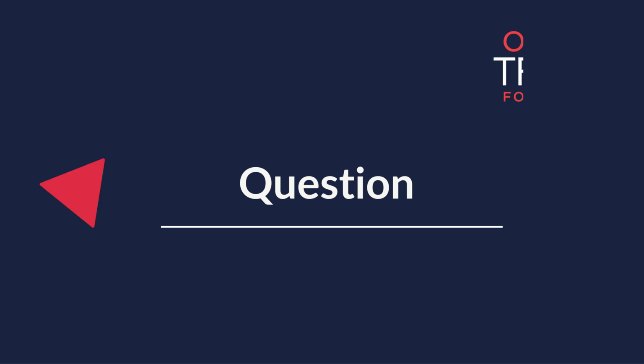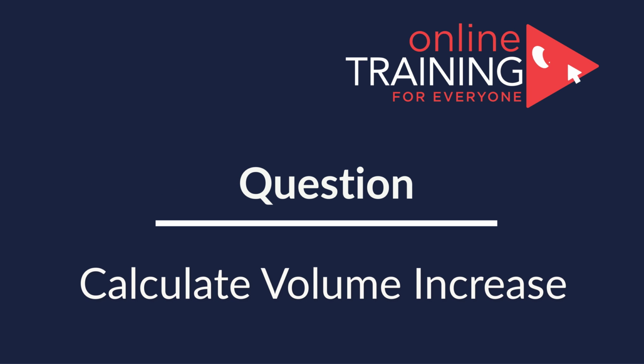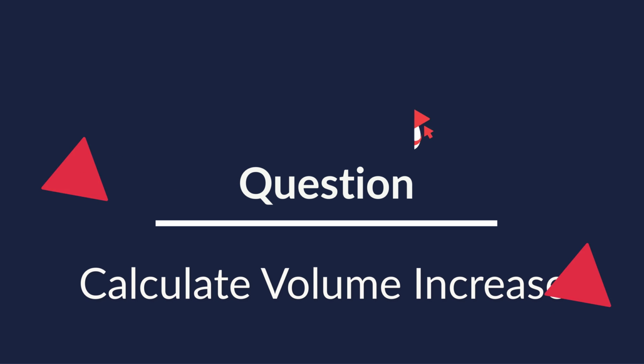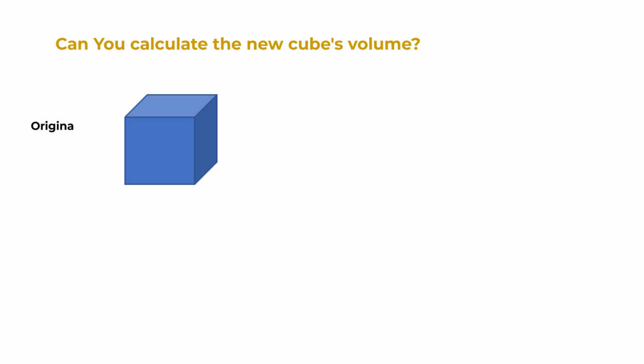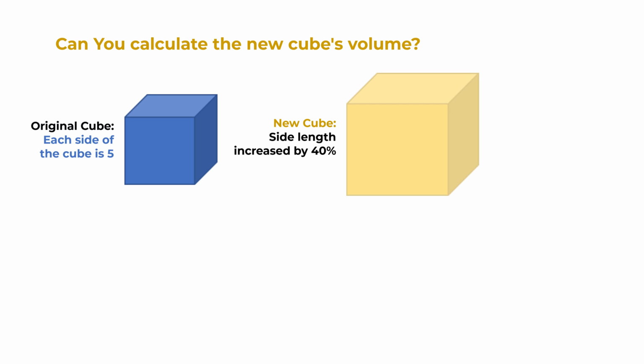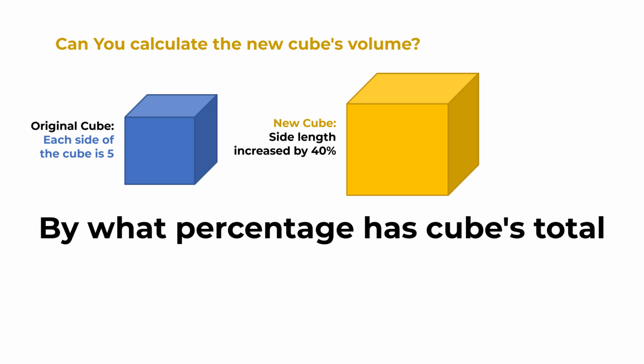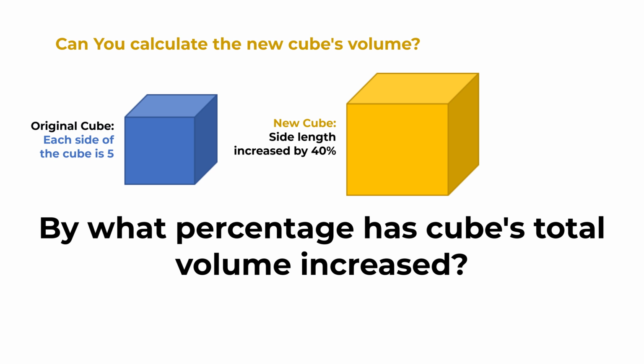Here's an interesting question from the real test. You're presented with 2 cubes. The original 5 by 5 by 5 blue cube has its side length increased by 40%, which in the picture is represented by the yellow cube. As a result of these changes, by what percentage has total cube volume increased?